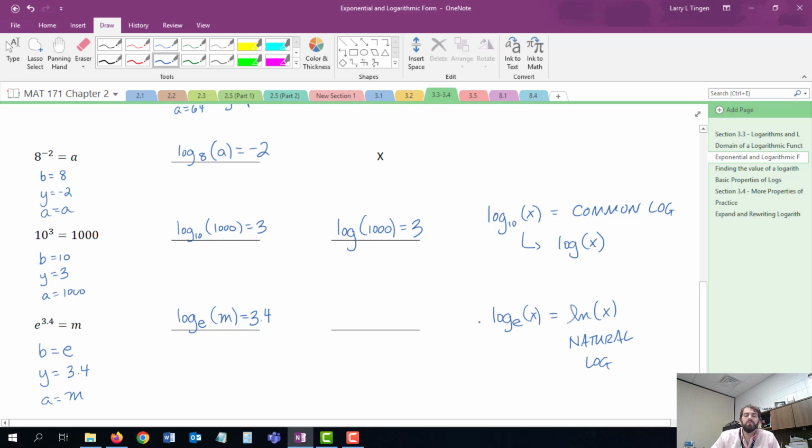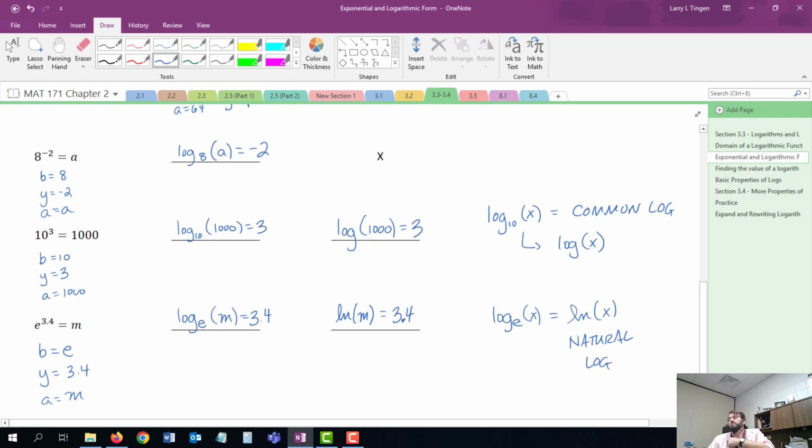Okay, and it's always rewritten. Log base e of x is written as, yes, that's cursive, yes, it needs to be in cursive, ln of x. So again, I've introduced the common log, which just means it's a log with base 10. The natural log is a log with a base of e. So log base e of m gets rewritten as the natural log of m is equal to 3.4.